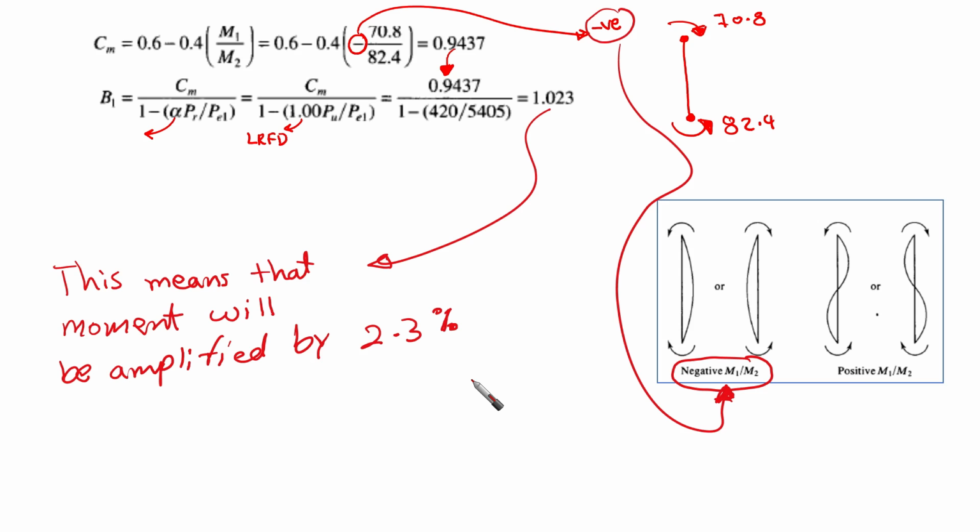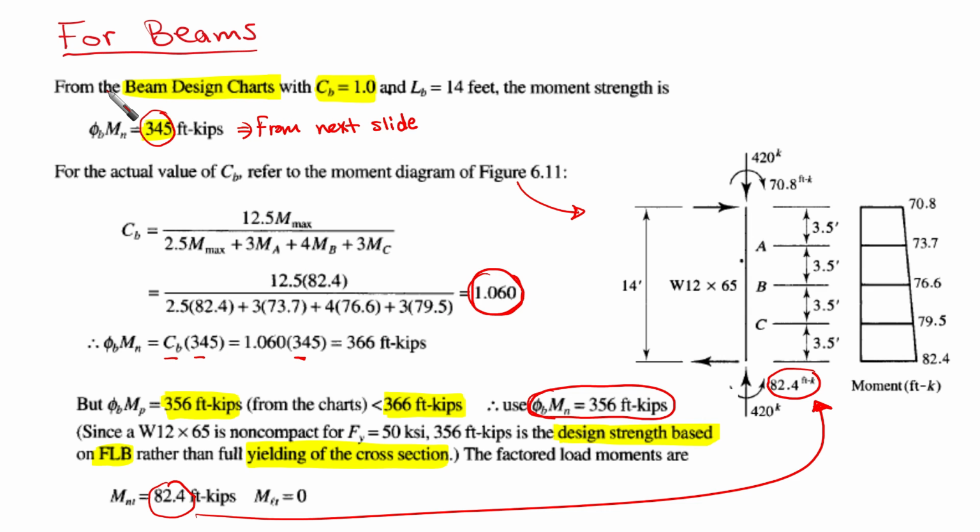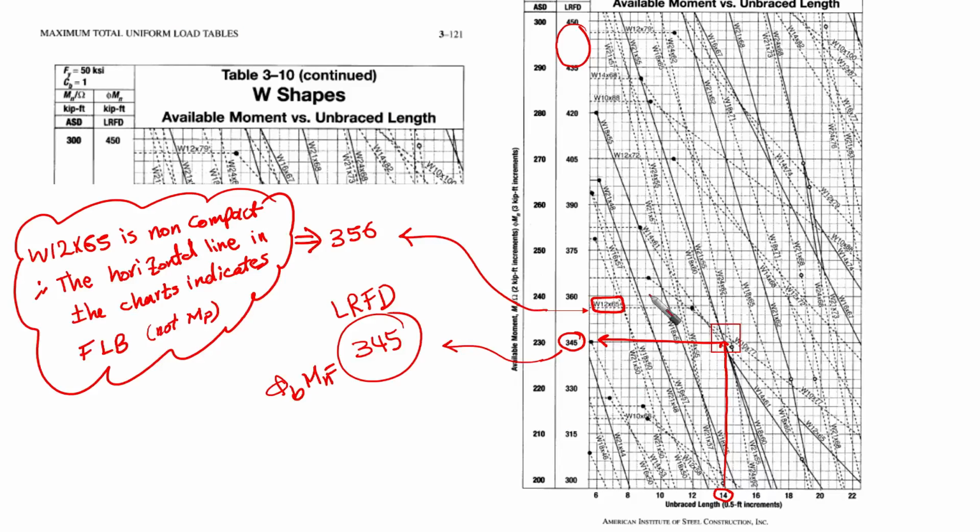So in this case, we are going to use the beam design charts because it is easy for us to use, with Cb equal 1 and Lb given in the example to be 14 feet. The moment strength is going to be 345 kip-feet for phi b times Mn. From the charts, please pause the video here, bring your manual and check this value. Okay, 345. I'm considering that you are going to pause the video now. After checking by yourself, you can come and check this here. This is what you are going to find in the charts.